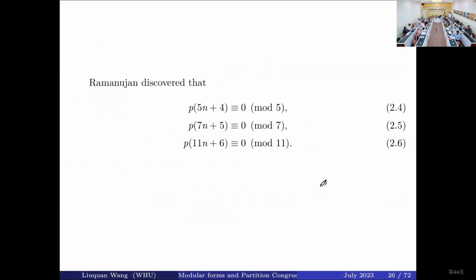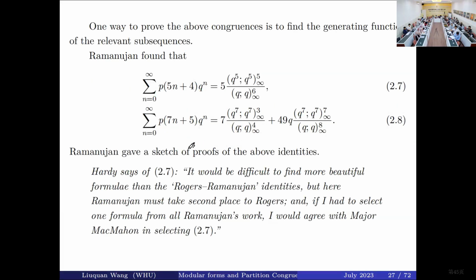And Ramanujan discovered three beautiful congruences, which Wuhan has also mentioned, I think. First, p(5n+4) is divisible by 5, p(7n+5) is divisible by 7, and p(11n+6) is a multiple of 11.